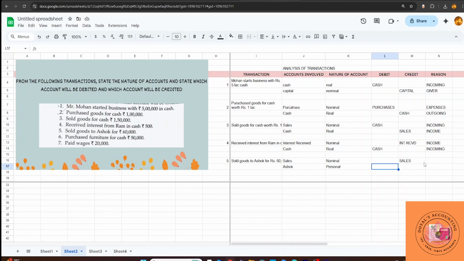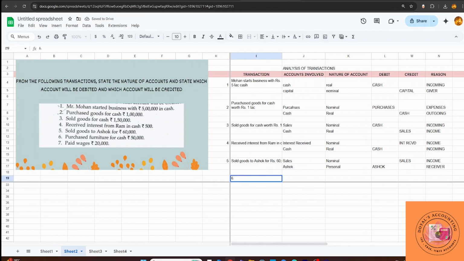And what is the rule for a personal account? You debit the receiver and you credit the giver. It's easy to remember. Debit is usually written as DR. So remember, debit, receiver, DR. Debit the receiver. In this case, Ashok is receiving goods. So his account will be debited. Here, sales is an income. And Ashok is the receiver.